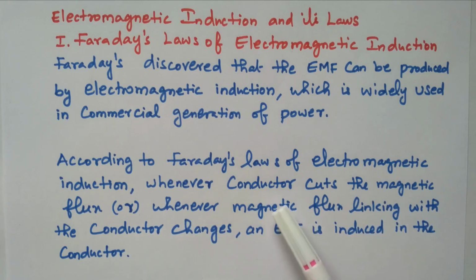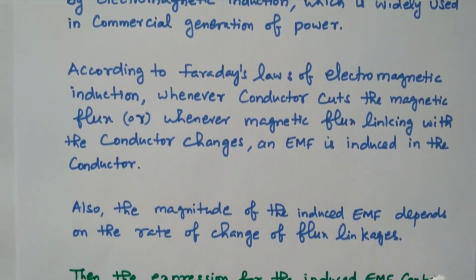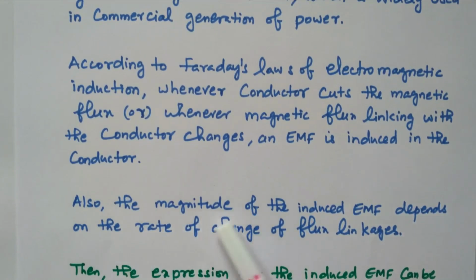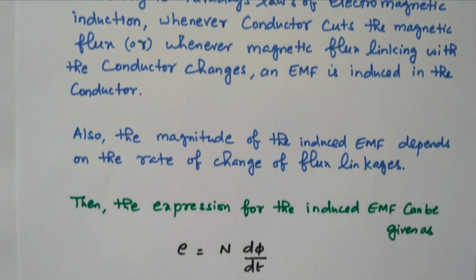So there is a magnetic flux, and there is a rate of change of magnetic flux. If there is any rate of change of magnetic flux, then the EMF will be induced. That is the EMF induced, discovered by Faraday, based on Faraday's law. Also, the magnitude of induced EMF depends upon the rate of change of flux linkage. That is the expression given by Faraday's law.